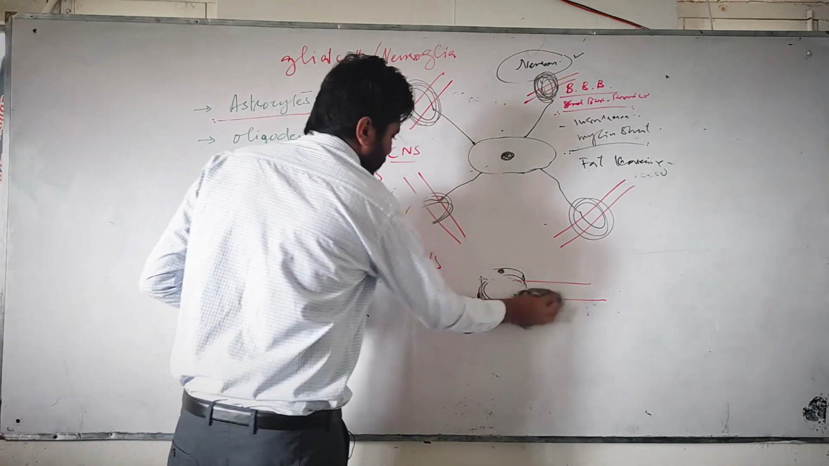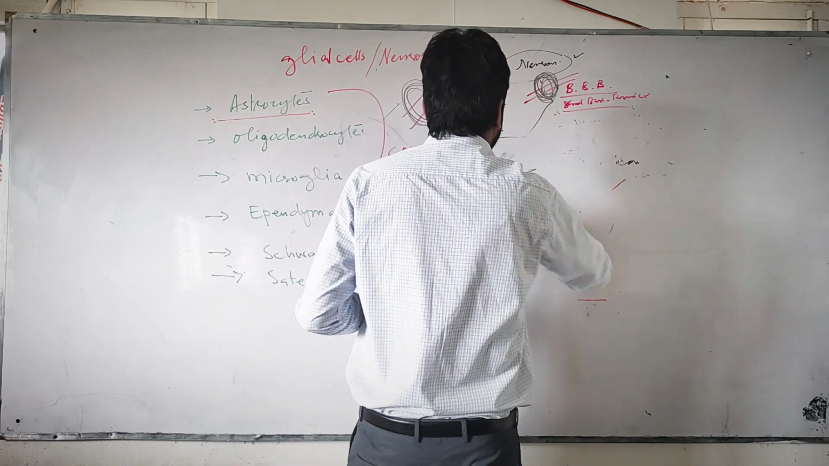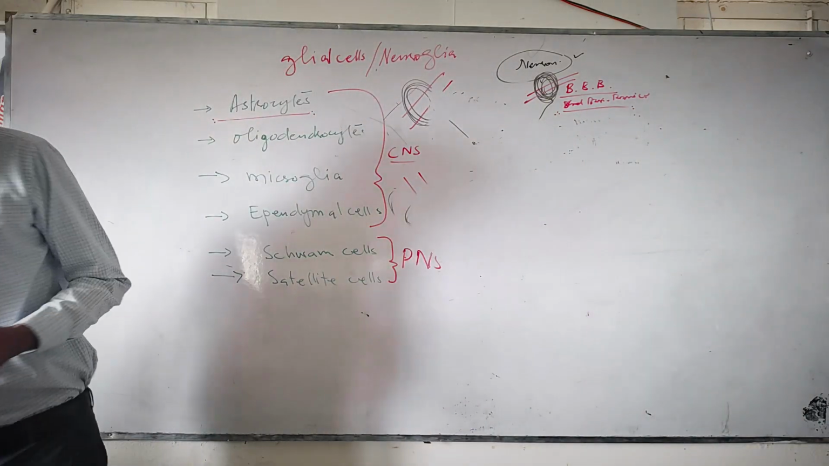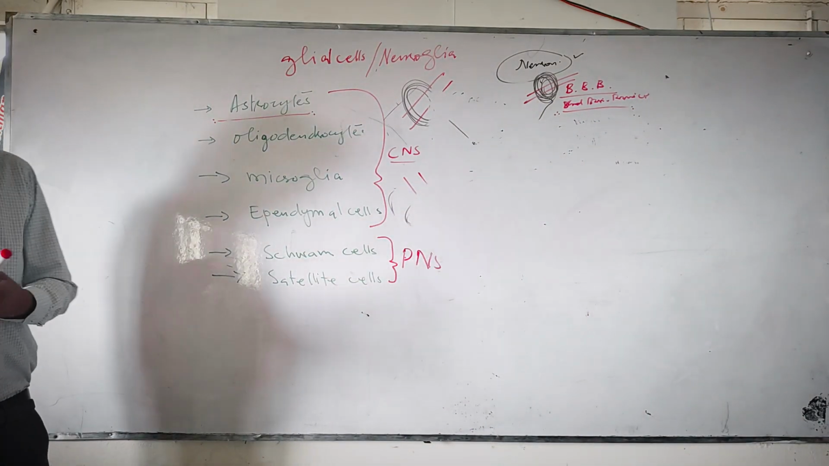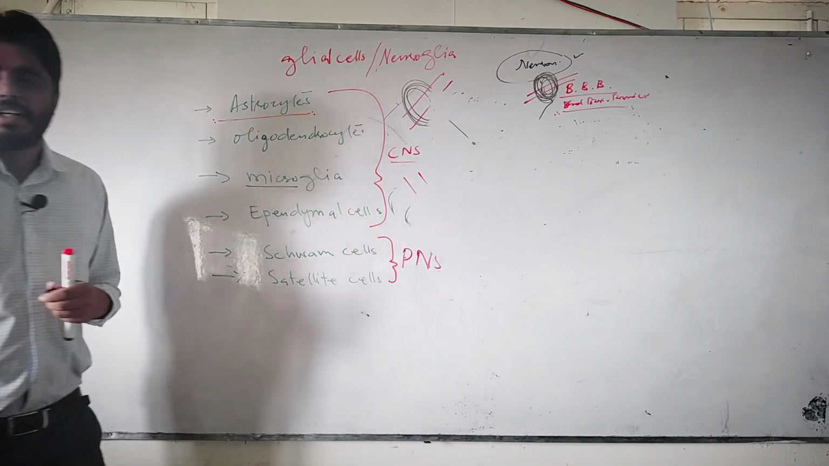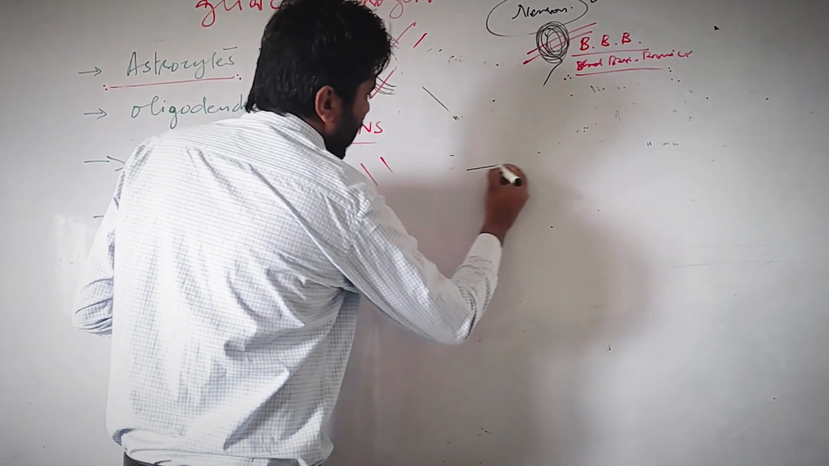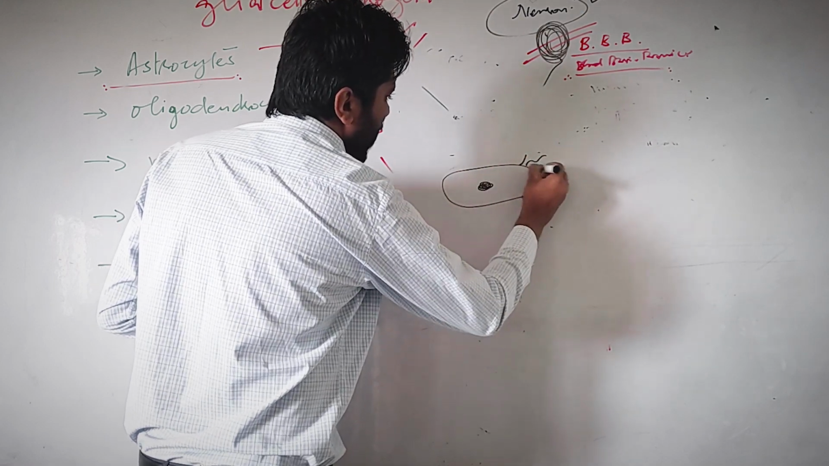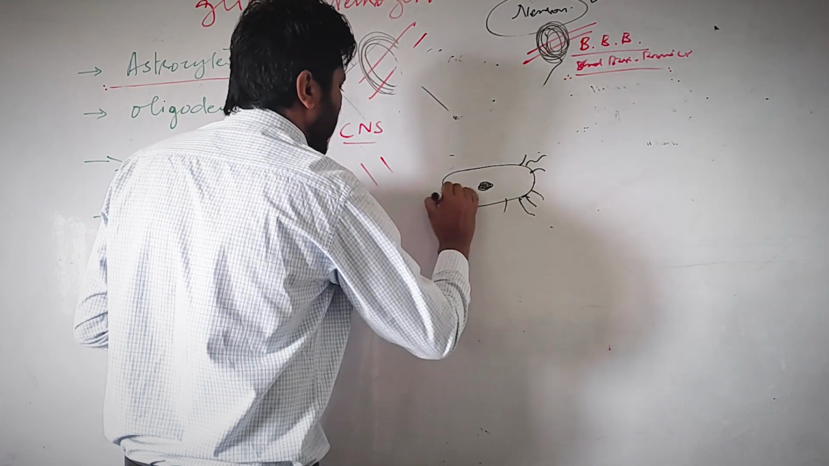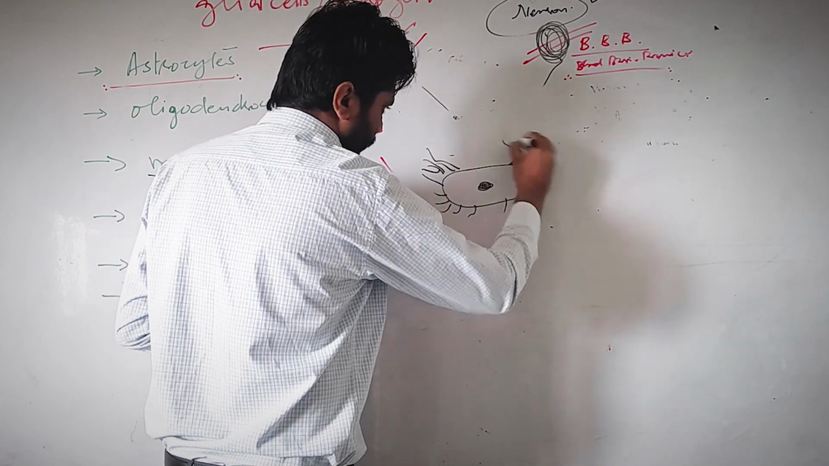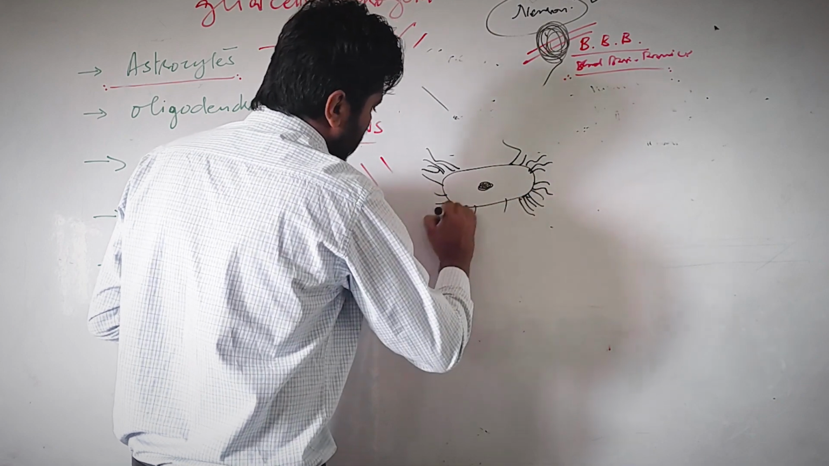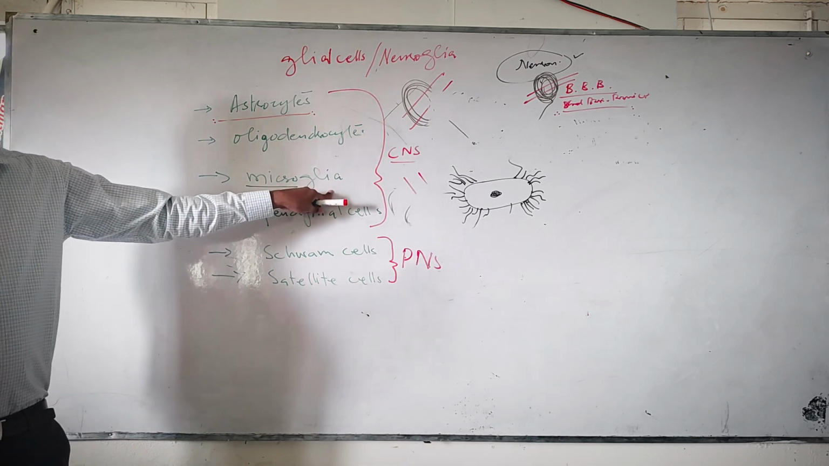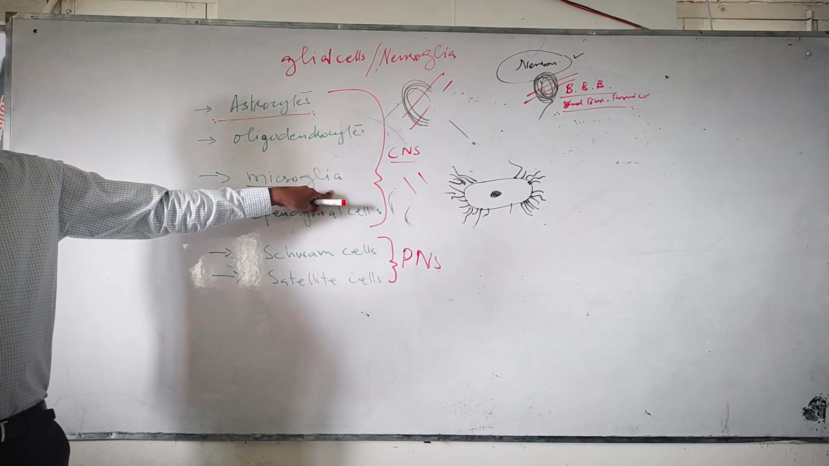Next cell we have what? This cell, with the name, is clear. Micro means what? Small. They are not a big cell. They are like this, a right shape, small cells. But they also have tiny but many cellular projections. They are simply called the macrophages of the central nervous system.